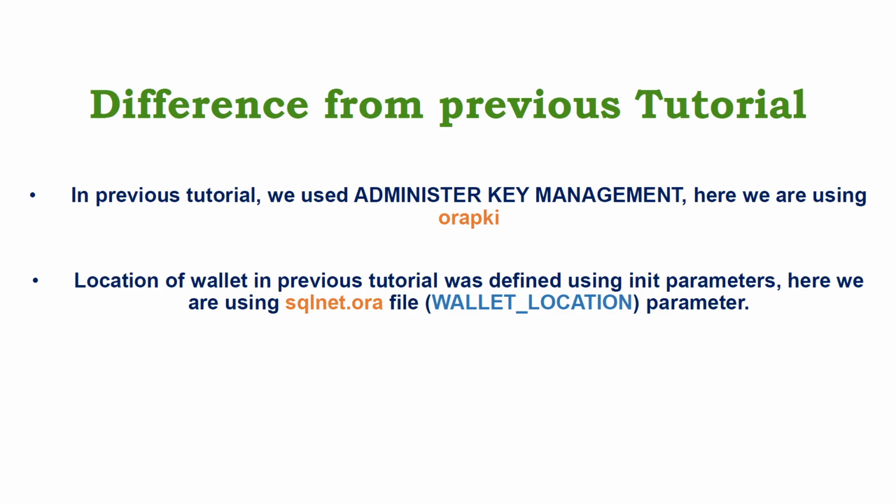Now, I have already recorded a tutorial on how to use wallet using administer key management. However, there are some differences from the previous tutorial. What are those? In the previous tutorial, we used administer key management. Here we are using orapki. Location of wallet in the previous tutorial was defined using init parameters. Here we are using sqlnet.ora file and the parameter that we'll be setting is wallet location.